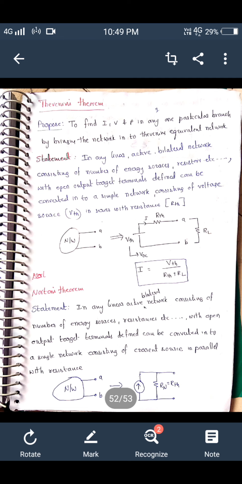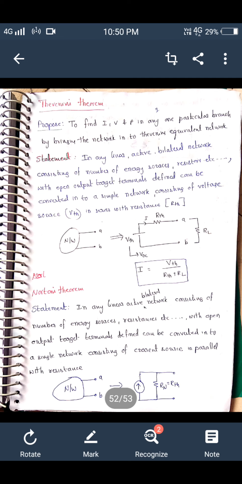After that, the next step, you connect the removed element in parallel with the Norton's equivalent circuit. Then by applying the current division principle, calculate the current or voltage or power in the desired network. So like this you have to solve problems on Norton's theorem.